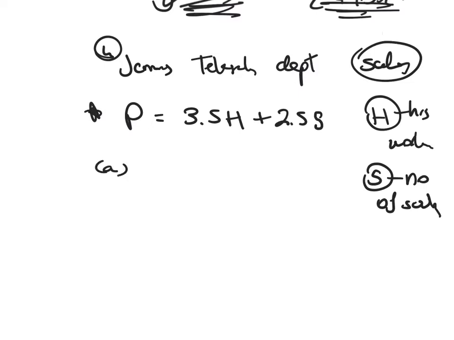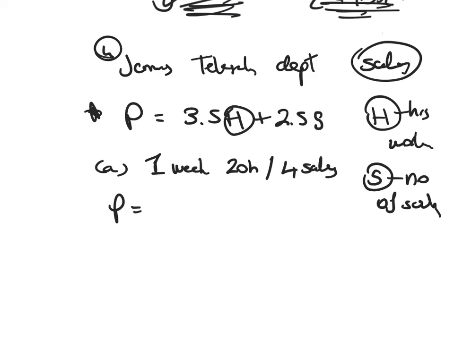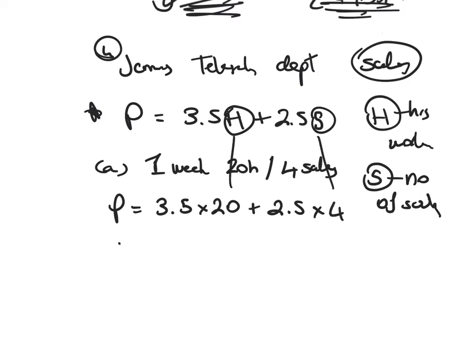So part A is going to be, what does he get in 1 week if he does 20 hours and makes 4 sales? So the pay is equal to 3.5 lots of the hours he works plus 2.5 lots of his sales. So it's going to be 3.5 multiplied by 20 plus 2.5 lots of the sales, which is 4. Okay, so we can throw that into the calculator, and that will give me £80.